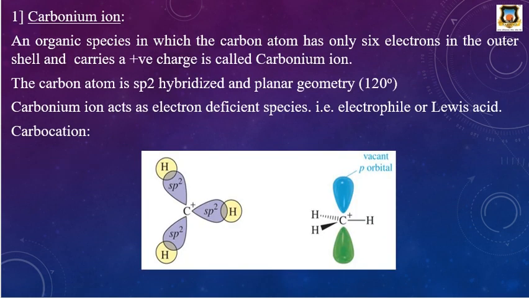So let's start with the carbonium ion. An organic species in which the carbon atom has only 6 electrons in the outermost shell and carries positive charge because it is electron deficient is called the carbonium ion, because the octet is not complete. The carbon atom in carbonium ion is sp2 hybridized and it has planar geometry with bond angle 120 degrees. Then carbonium ion acts as an electron deficient species, that is electrophile or Lewis acid. The carbon in carbocation is sp2 hybridized and its geometry is planar and the bond angle is 120 degrees.